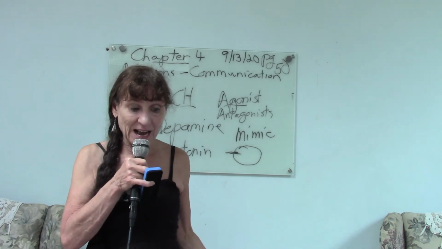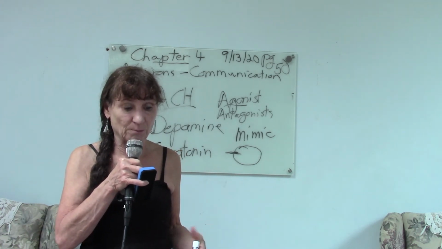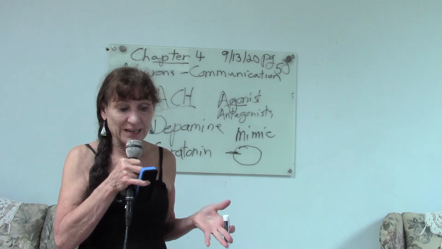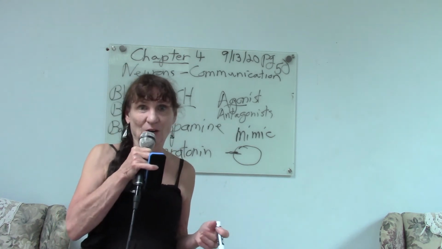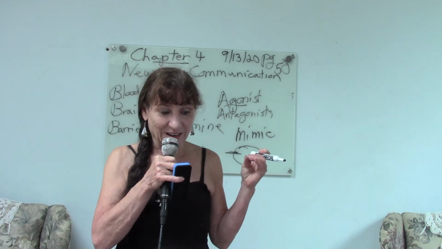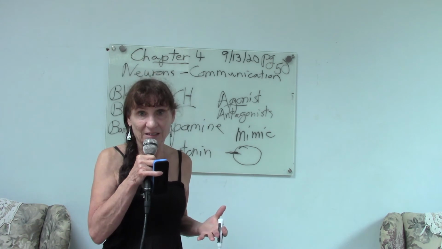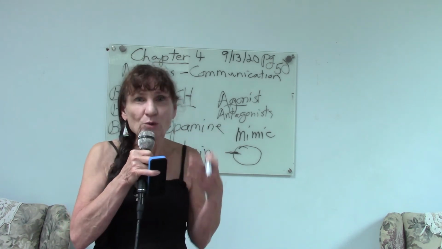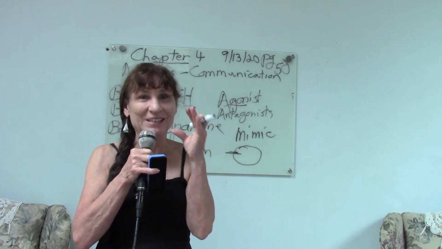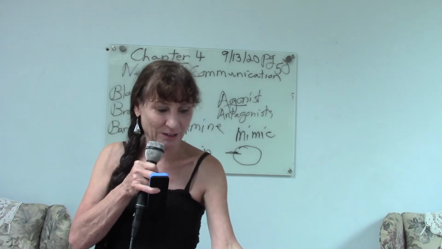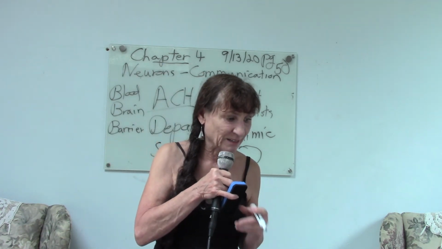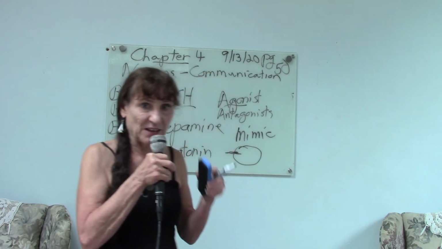Whereas antagonists decrease the amount of neurotransmitter by either blocking production or release. So for example, botulism. Botulism paralyzes you because it blocks the production or the release. Botox is the same thing. It disables your muscles from contracting so you don't get wrinkles on your face. Just remember that.